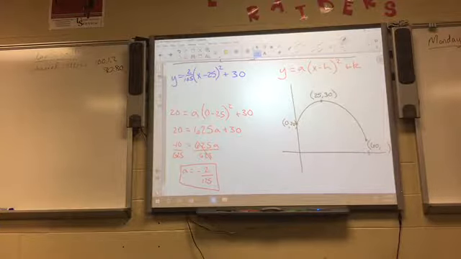Now, it also says later in this sentence that this performer lands 60 feet away in a net, right? Mm-hmm.